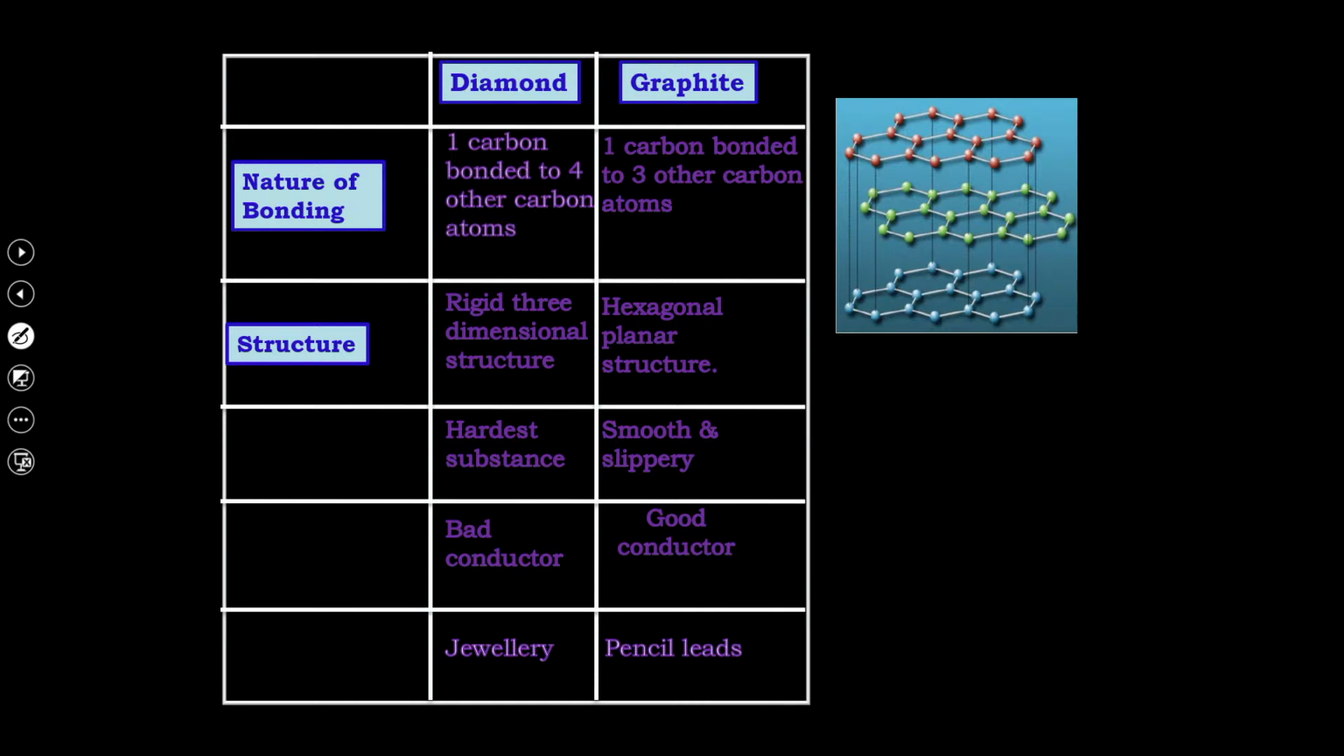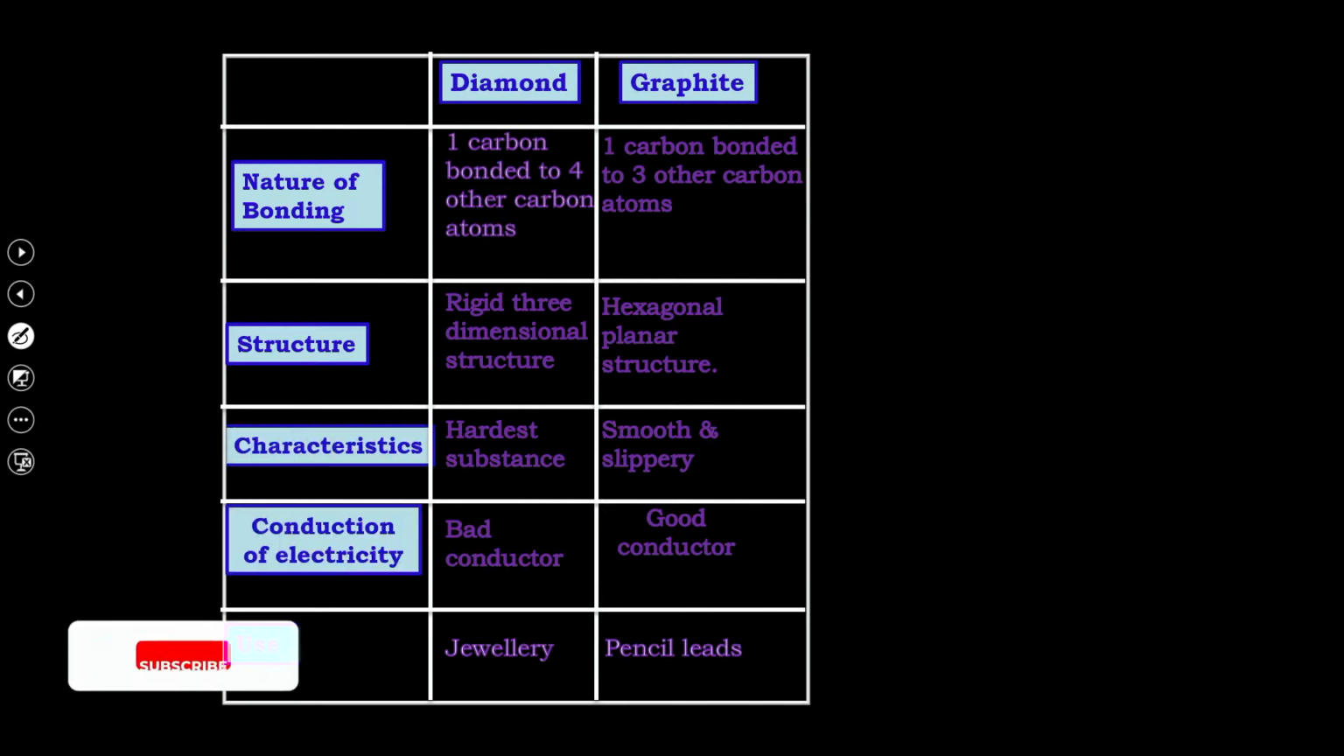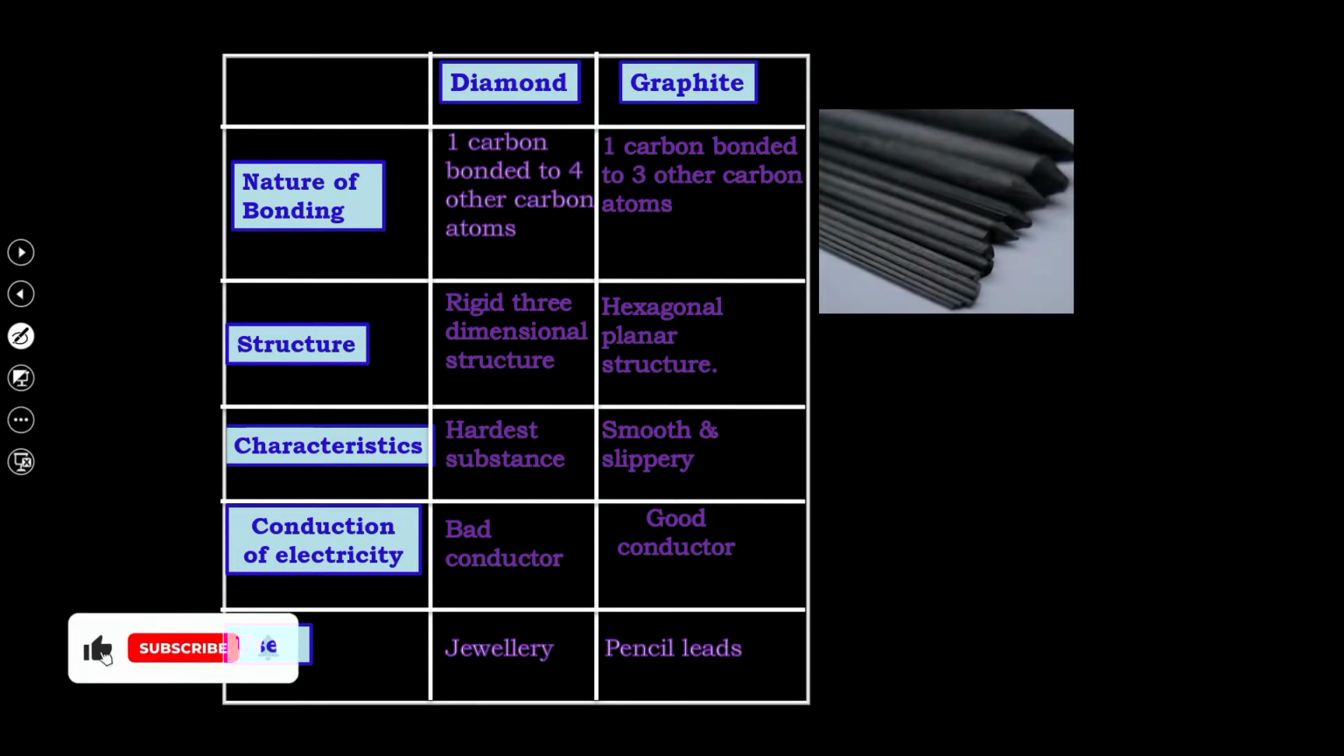And due to this layered structure of graphite, it is smooth and slippery, and that is the reason why graphite is used in the lead of the pencils. Vice versa, as compared to graphite, diamond due to its rigid 3-dimensional structure is the hardest substance known, and it is a bad conductor of electricity, while graphite is a good conductor. And you all know very well the uses of diamond and graphite.